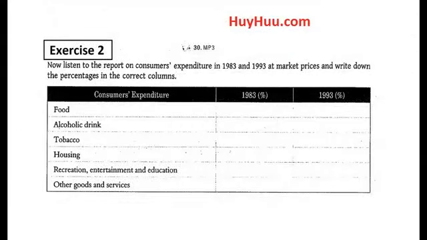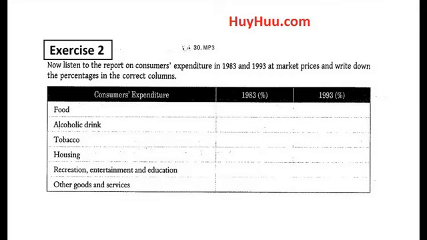Exercise 2. Household Expenditure. Now listen to the report on consumers' expenditure in 1983 and 1993 at market prices and write down the percentage in the correct column.